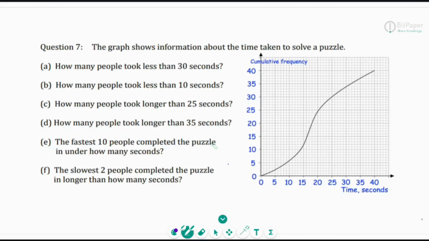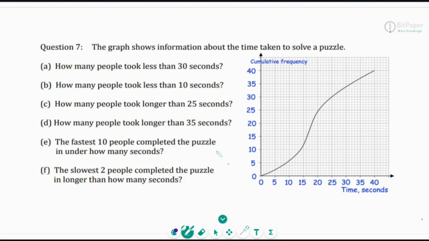Here we will look at interpreting cumulative frequency graphs. The graph shows information about the time taken to solve a puzzle. Now let's just check this. Remember, this y-axis is our cumulative frequency. So 40 shows us 40 people.